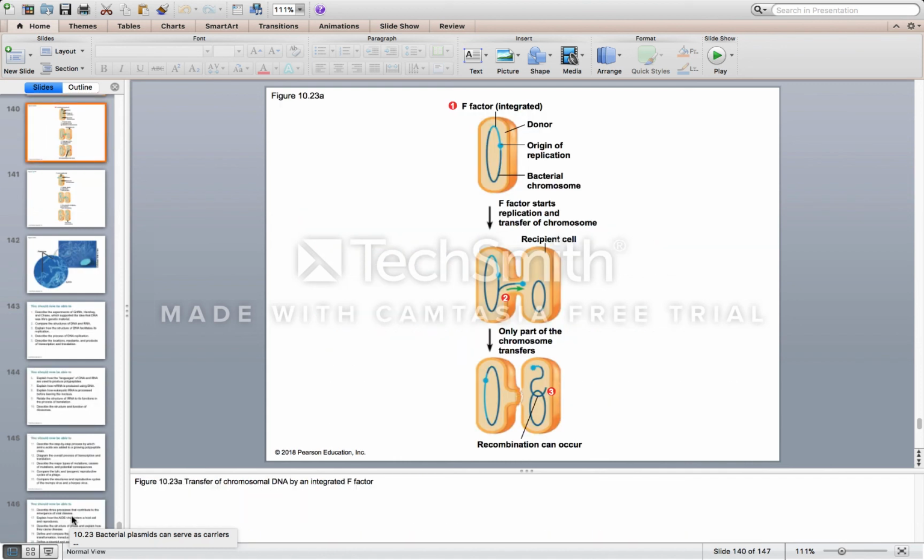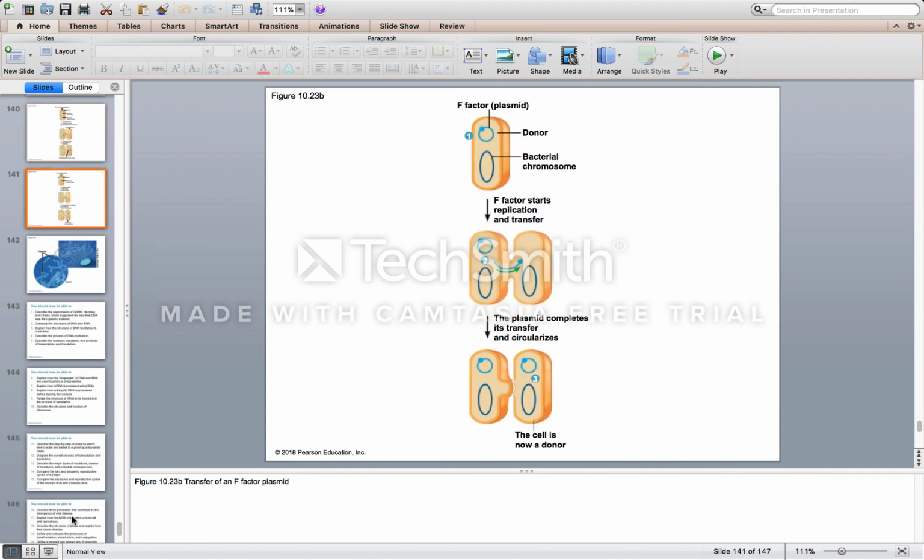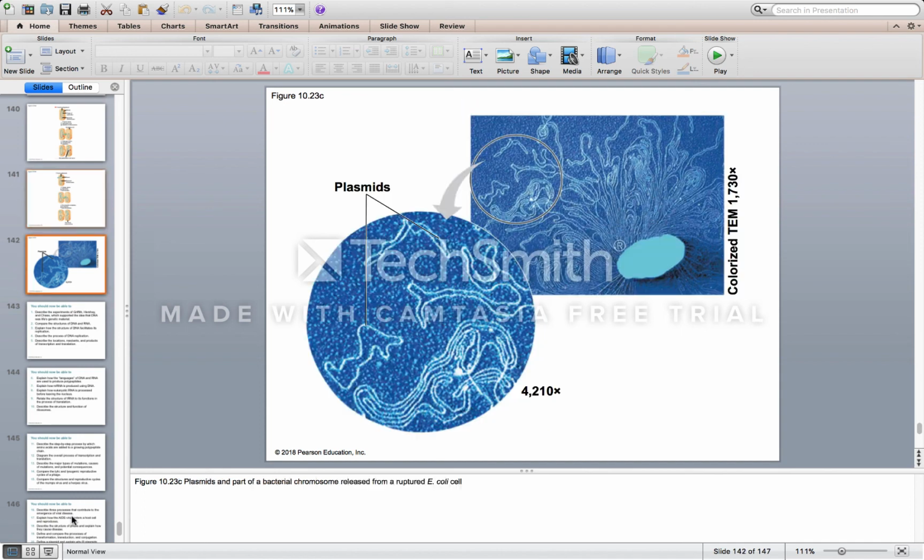But again, F factor or fertility factor is when something is integrated into the original cell. That factor starts replicating and transferring into the chromosome. The recipient cell will essentially take that chromosome and then recombine later on. So in that way it's going to create a new donor, which is that new cell.